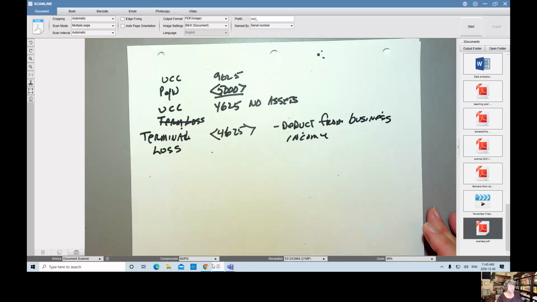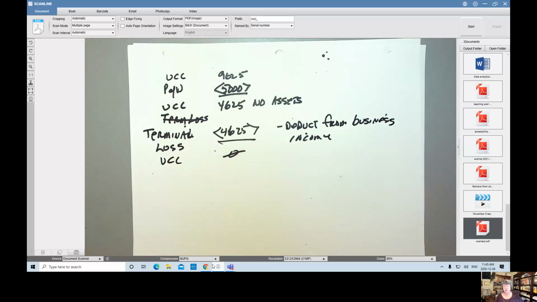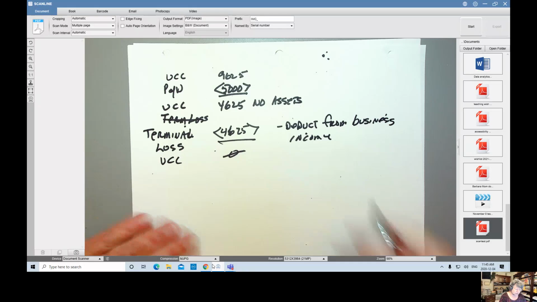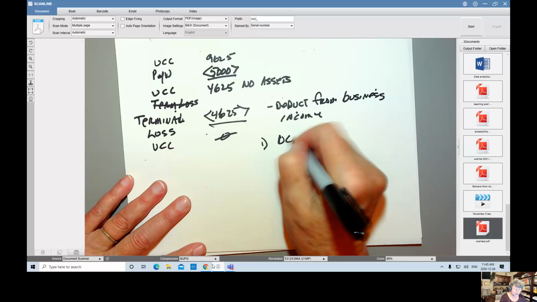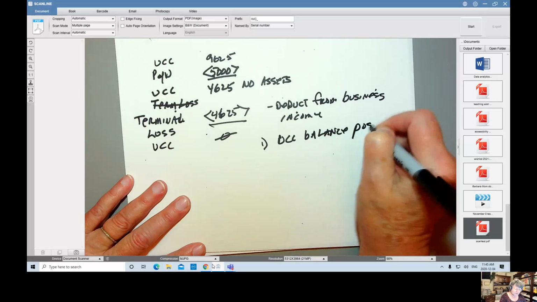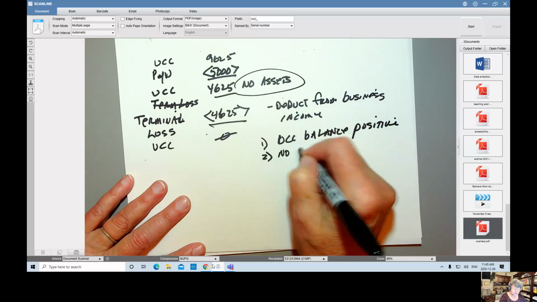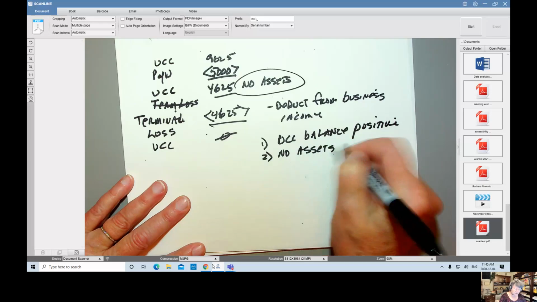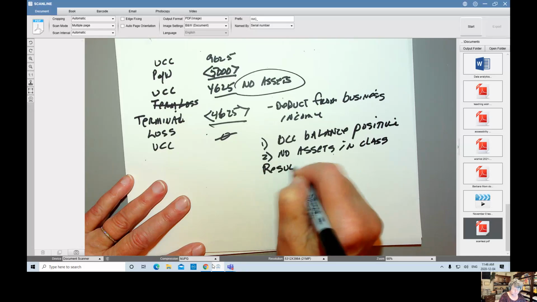All right. I didn't deduct enough. It cost me 46.25 more to use the asset than I've deducted, so now I deduct the additional. Now I want you to notice our conditions are that one, the UCC balance is positive, sorry, I have a positive UCC balance, and two, no assets in the class. And that results in a terminal loss.